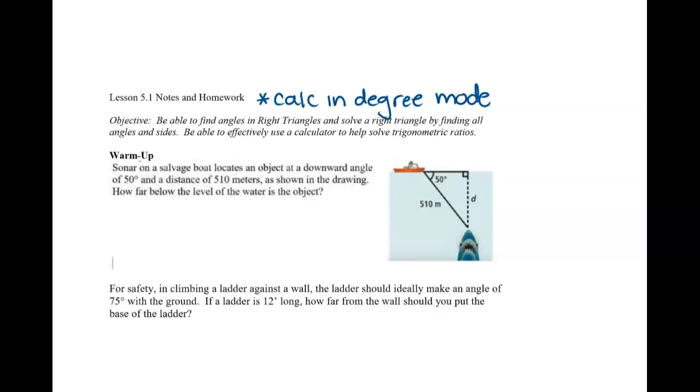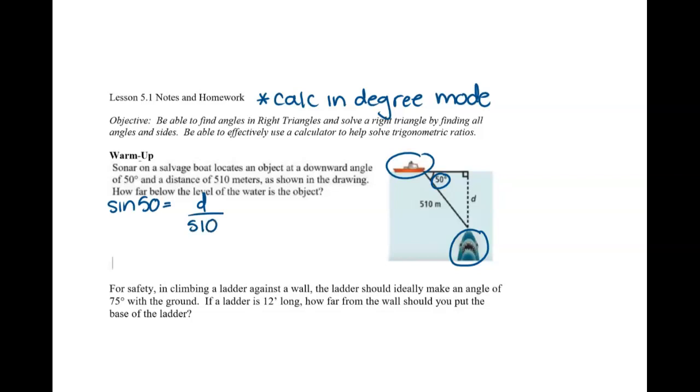missing sides, given an angle, which is just like this warm-up. So if we look, we have a sonar on a salvage boat. Okay, sure. And here is an object. It appears to be a shark with a lot of teeth. Here's our boat. Downward angle of 50 degrees. Looks like if we're using our 50-degree angle, we have opposite and hypotenuse, which means we should use the sine function. So sine of 50 equals d over 510.